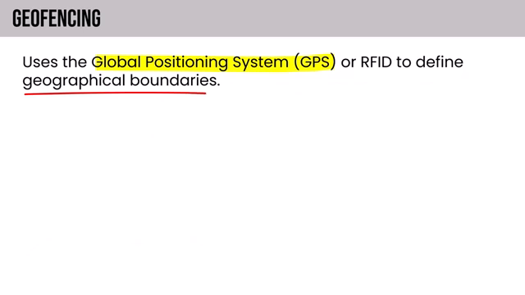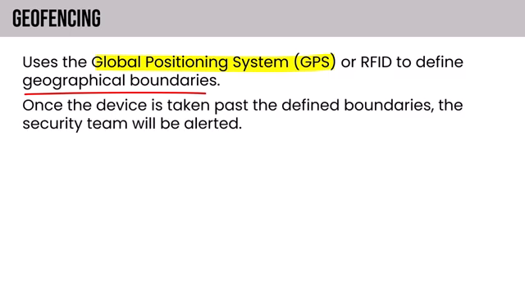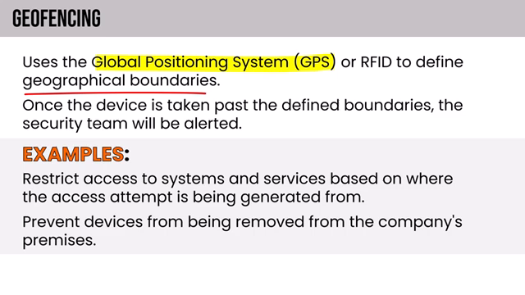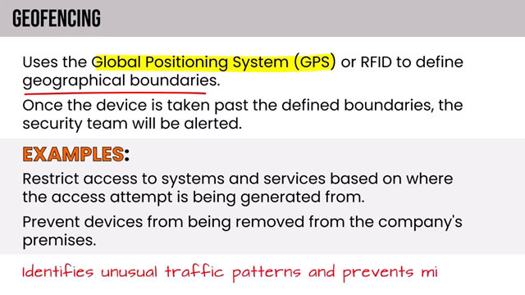Geofencing. So geofencing uses Global Positioning System, GPS or RFID, to establish geographic boundaries. And once a device is taken past the defined boundaries, the security team would be alerted typically. So for example, we could use geofencing to restrict access to systems and services based on where the access attempt is being generated from. We could prevent devices from being removed from the company's premises in high security situations. And we can use this to identify unusual traffic patterns and prevent misuse.